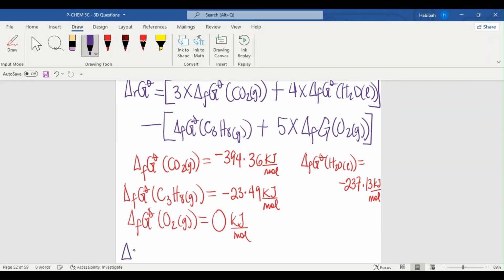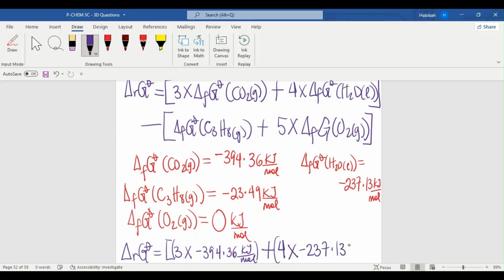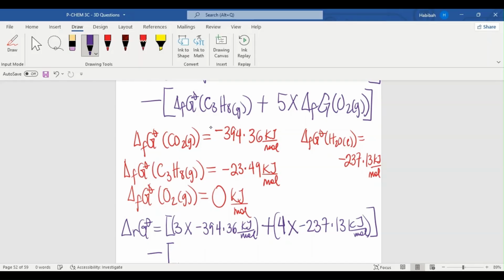So we have this right here. The change in standard Gibbs energy would simply be 3 times the Gibbs energy of formation of CO2, which we know to be negative 394.36 kilojoule per mole, plus 4 times the standard Gibbs energy of formation for H2O, that would be 4 times negative 237.13 kilojoule per mole, minus the standard Gibbs energy of formation for C3H8, which is negative 23.49 kilojoule per mole, plus 5 times the standard Gibbs energy of formation for O2 gas, which would be 5 times 0 kilojoule per mole.